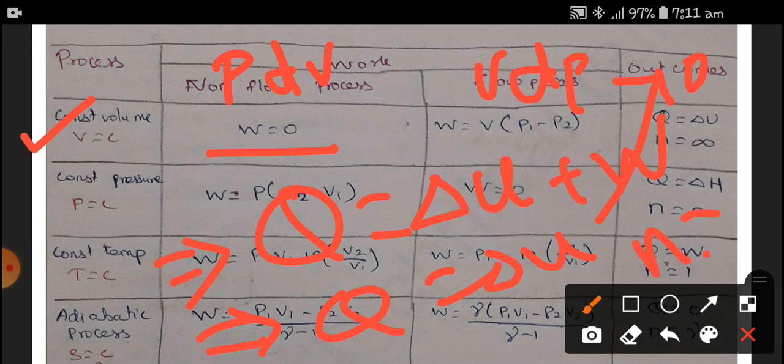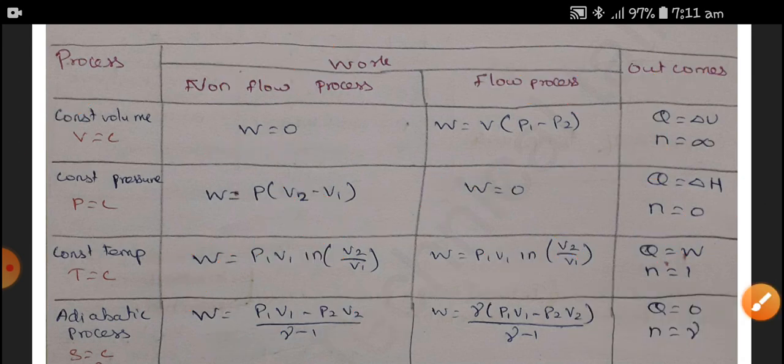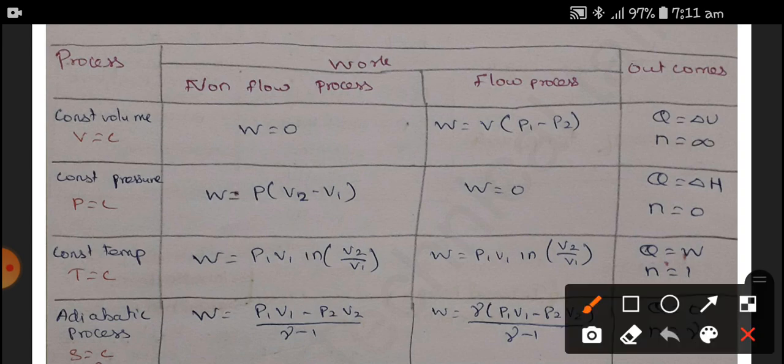So here n is equal to infinity. So this is how you have to categorize. This is P into dV and this is V into dP.